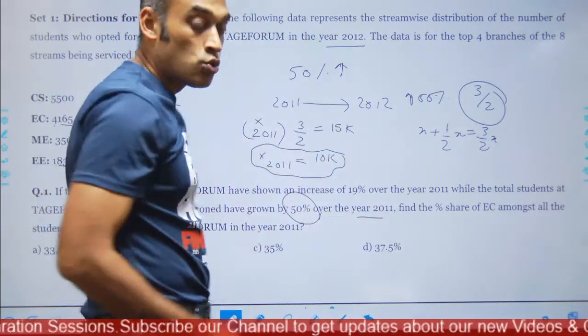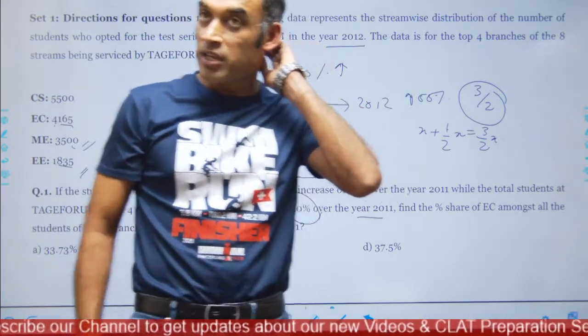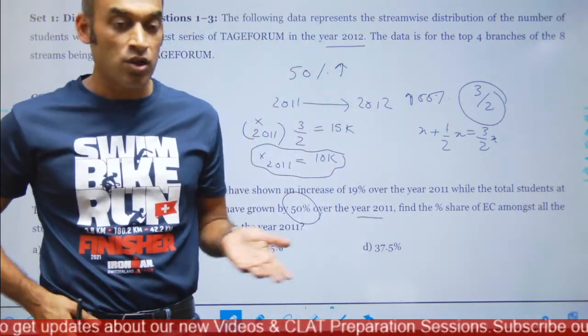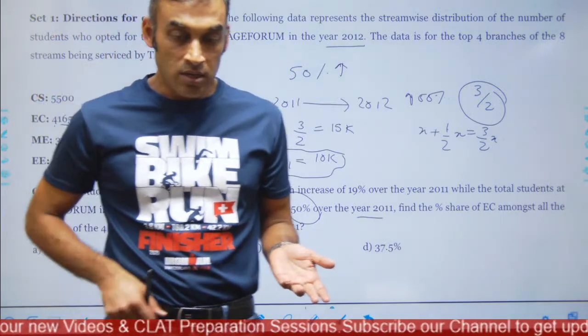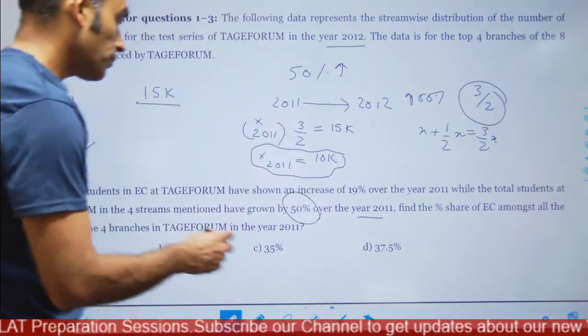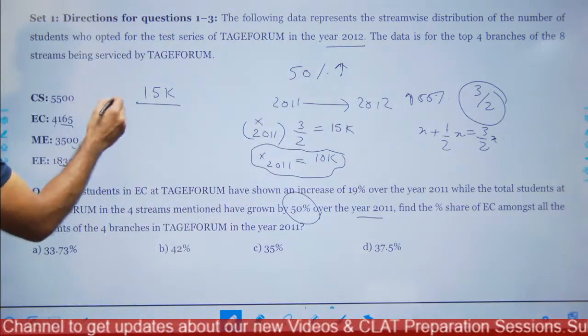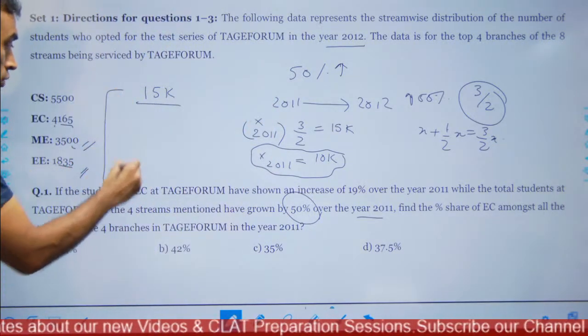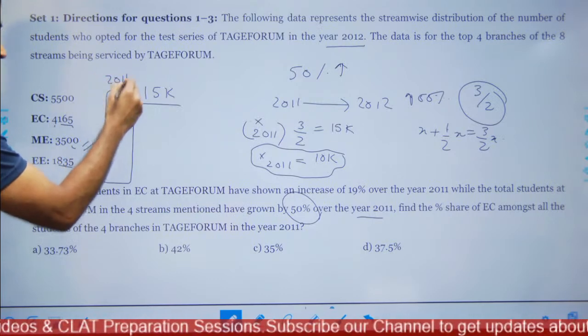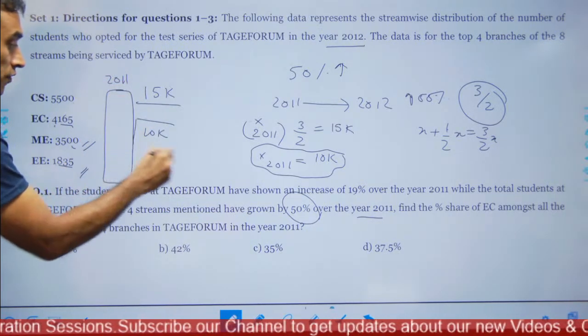Okay, and you can just do it by intuition. I mean, if something has grown by 50%, obviously that value will be 10,000, right? So we know that the summation of these four in 2011 will be 10K. So this is the first part of the story.